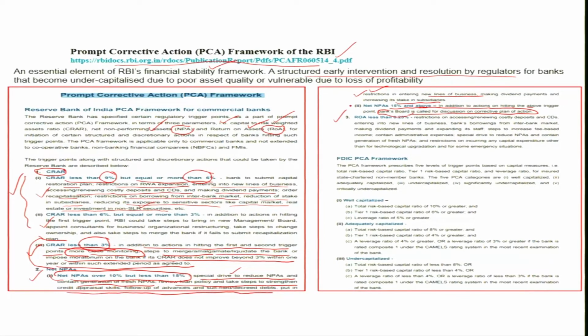And coming to the ROA, that is the profitability, the return on assets. Here also, if the return on assets is less than 0.25%, then lots of restrictions will be put on the concerned bank. These include restriction on accessing or renewing costly deposits and CDs, entering into new lines of business, bank borrowing from the inter-market; this kind of restriction will come up, even including dividend payment, expanding its staff and so on. So, these are all the restrictions that will be put on if the ratios are below a certain threshold.